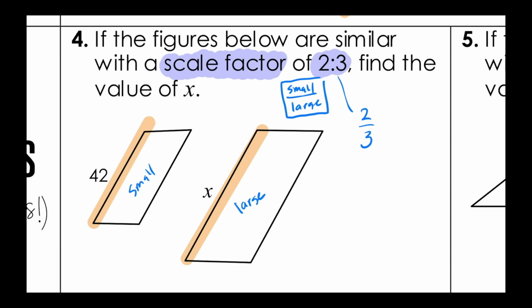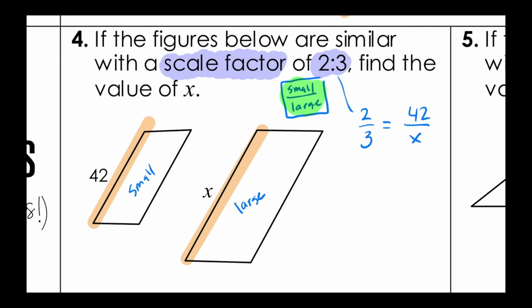But which one's going to go on top, the 42 or the x? Which one goes on top, the 42 or the x? Well, we just determined that it's small over large, isn't it? So which one's the small one, 42 or x? 42. Very good. So 42 goes on the top and x goes underneath. There you go. This was the hardest part. This is the hardest part you're going to do to do these problems, the setup.